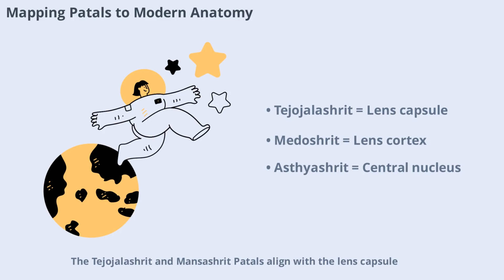The Teho-Jalashrit and Mansashrit Patals align with the lens capsule, which receives nutrition from the aqueous humor and possesses contractile properties. The Medashrit Patal corresponds to the lens cortex, resembling adipose tissue in youth, while the Asthiashrit Patal matches the hardened central nucleus, which becomes bone-like with age. This mapping helps us understand how ancient descriptions anticipated the progressive changes seen in cataract formation.